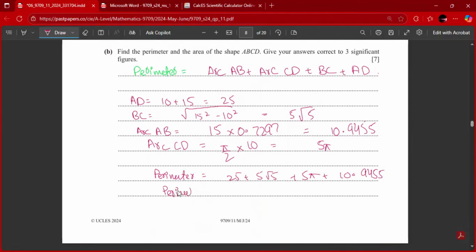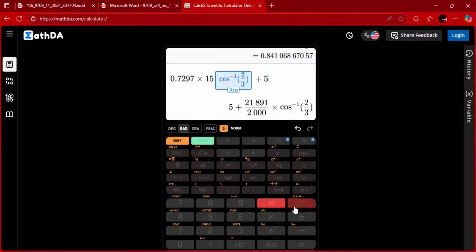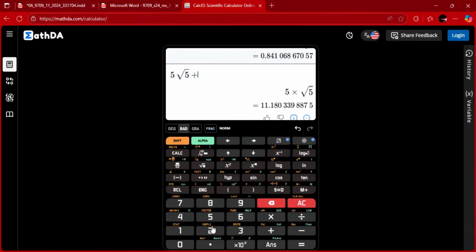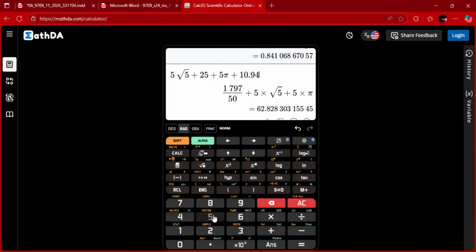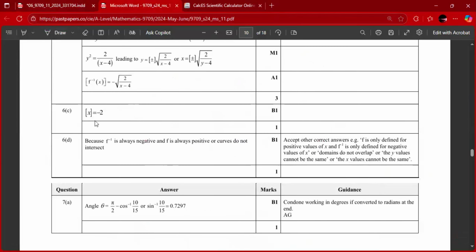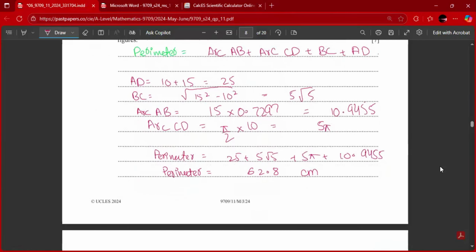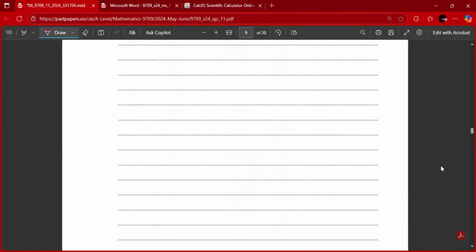Perimeter is equal to, let's just do it. Wait a minute. The answer is 62.8, and that's the answer: 62.8 centimeters. Answer checking: let me check it after I find the area as well. Perimeter is done. I have a lot of space for area.